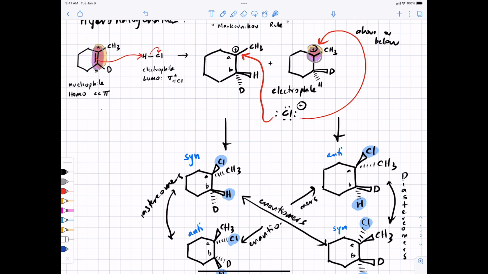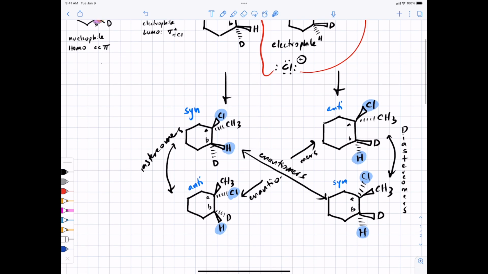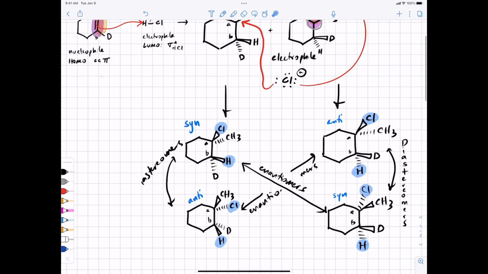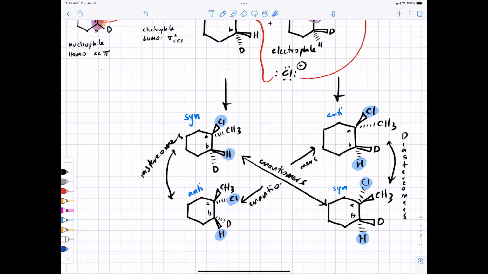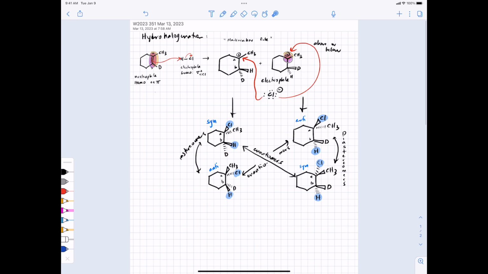We talked about the difference between a syn and an anti-diastereomer, that is, do the two groups that got added to the olefin, H and Cl, end up on the same side of the original double bond or on opposite sides. There's no selectivity for that here. You can get both options, and then we talked about getting both enantiomers. Okay, anything you want to ask about that?